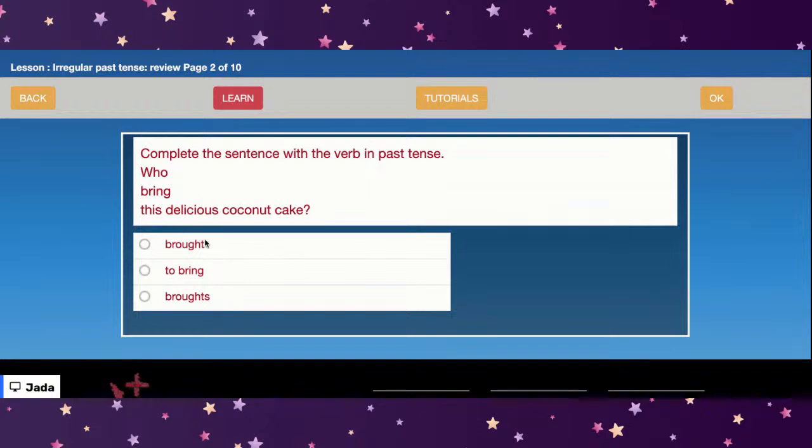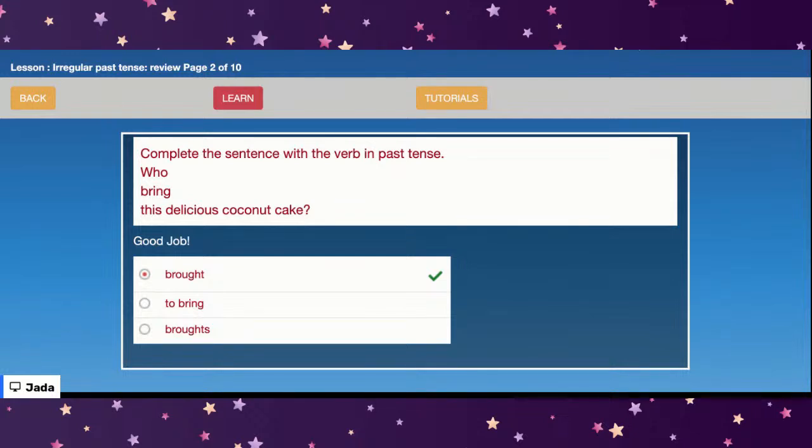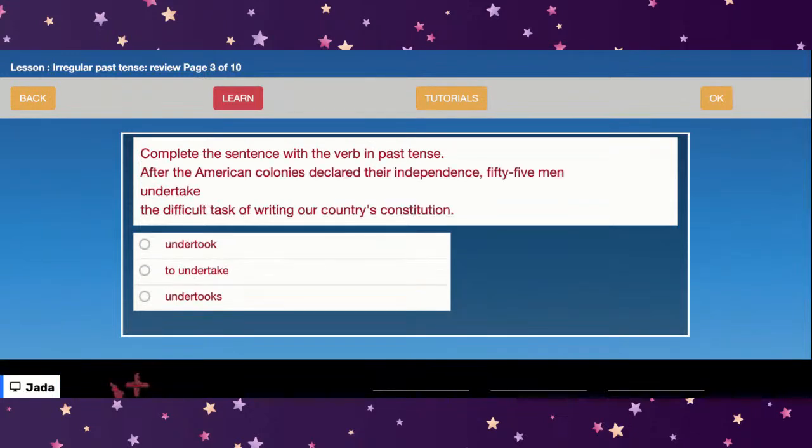Okay, who bring this delicious coconut cake? You have to put it in the past tense. Who bring this delicious coconut cake? It has to be who brought this delicious coconut cake. Who brought it? So brought is the most suitable answer here.